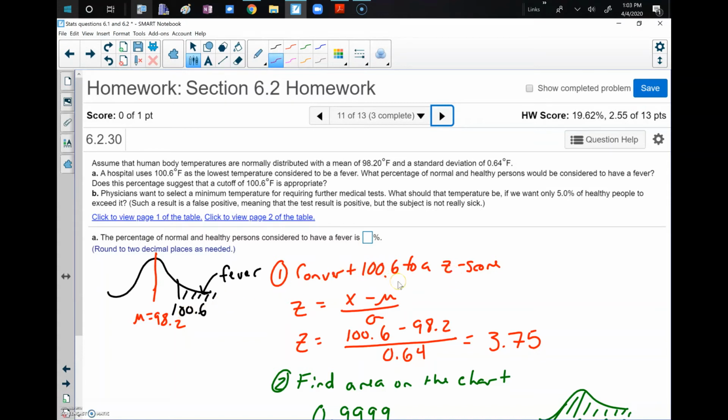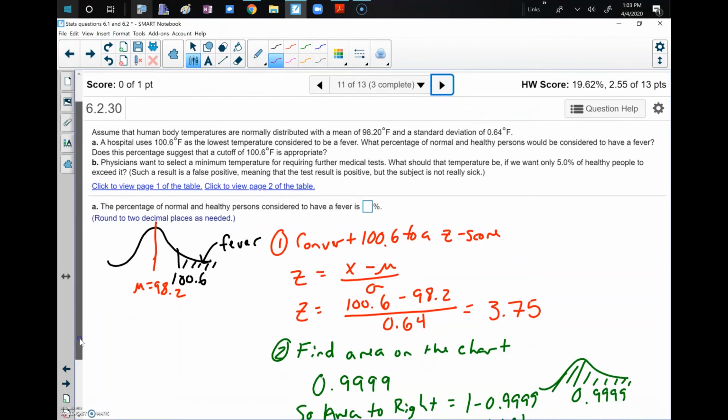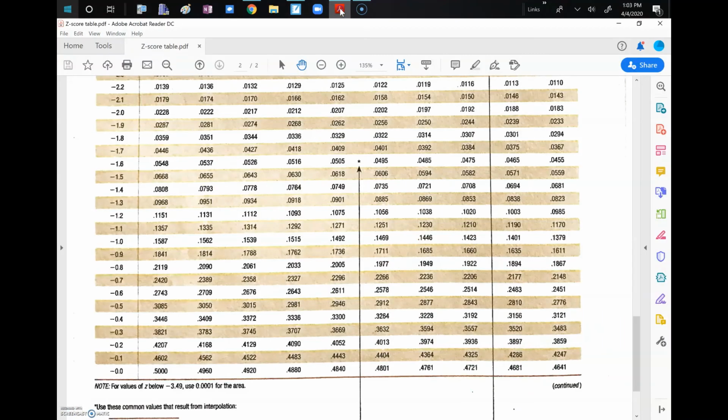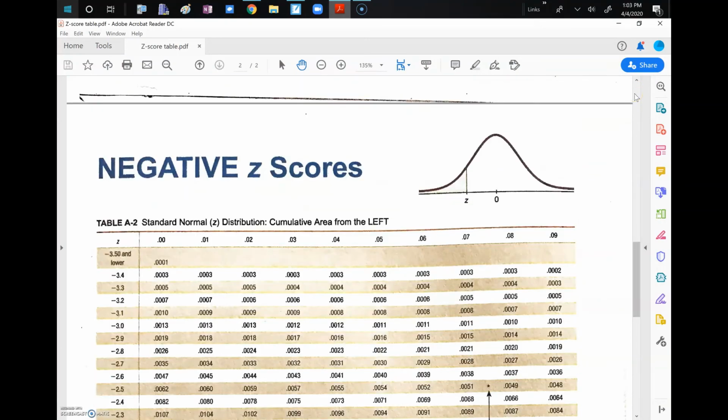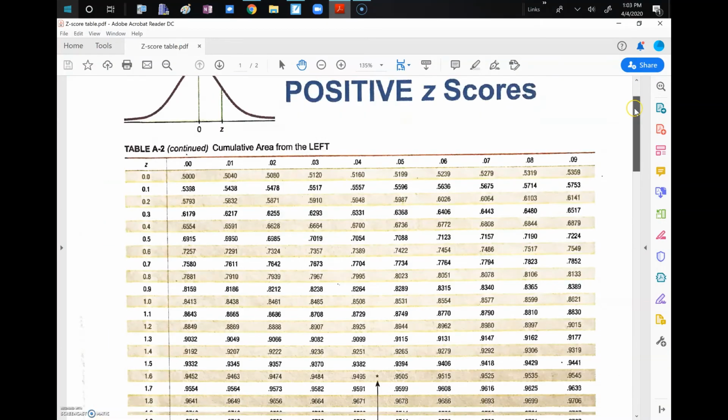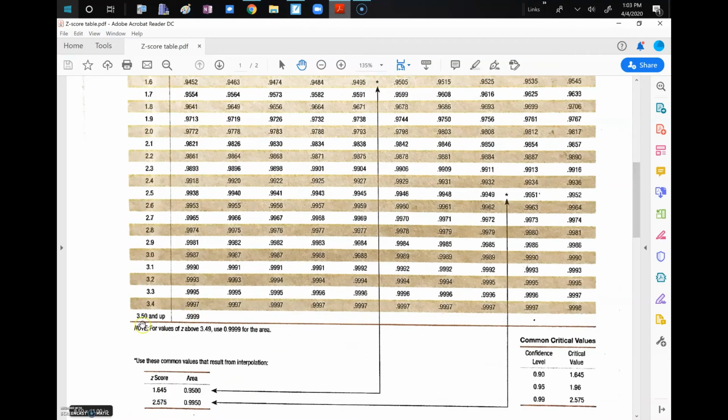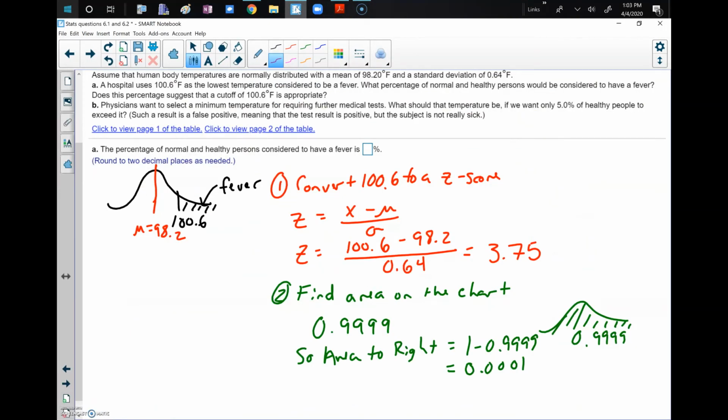So step 1 is we need to convert our data value to a z-score using our z-score formula. So my data value, which is 100.6, minus my mean divided by the standard deviation, gets me a z-score of 3.75. So looking at my chart, I'm going to look at the positive side, or the page for the positive side of the chart, right here. And we can see that that's falling outside our highest number. So the highest z-score, 3.5, has 0.9999. So anything at 3.5 or above, we would either consider as 0.9999 or potentially 1, right, depending upon the scenario.